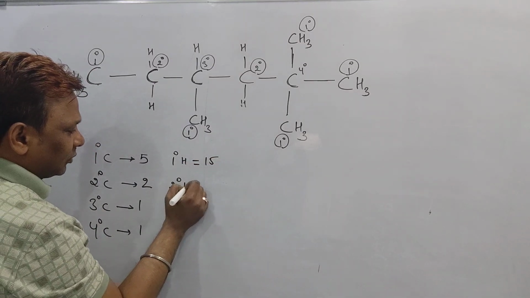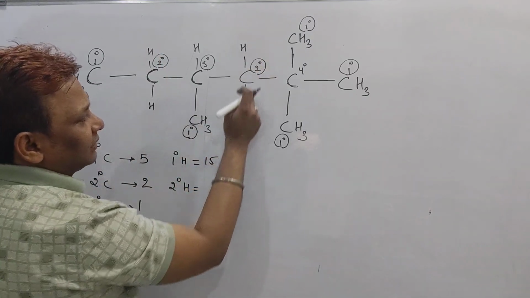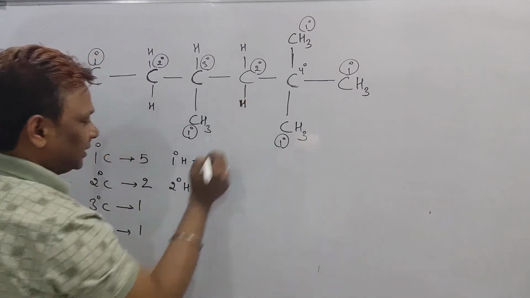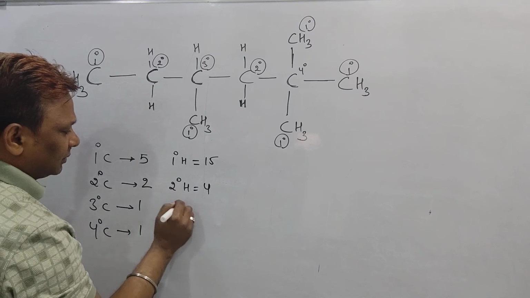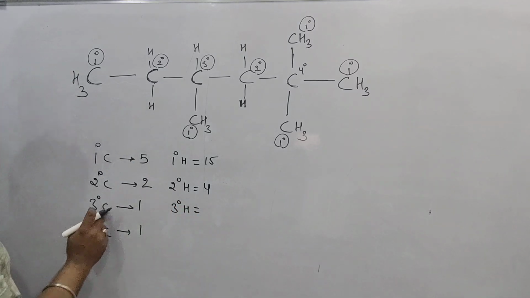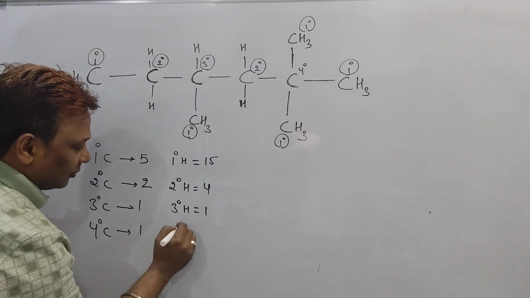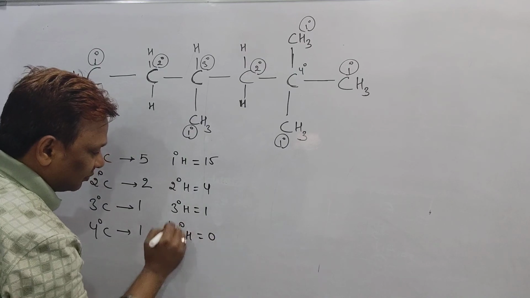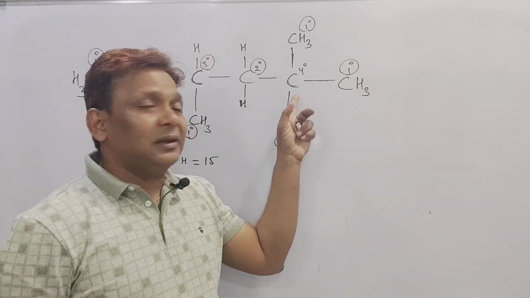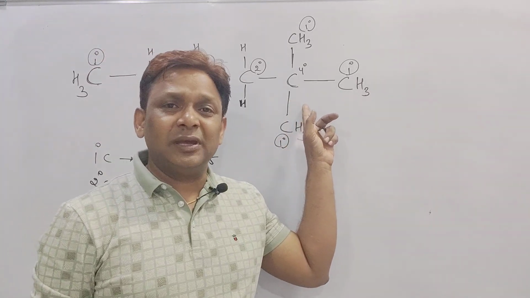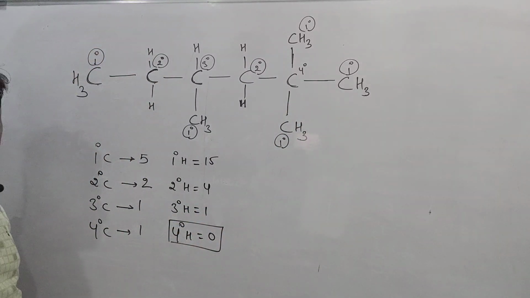Sir, how many secondary hydrogens are there? A secondary carbon atom has 2 hydrogens here. A secondary carbon atom has 2 hydrogens here. So I should say secondary hydrogens are 1, 2, 3, 4. How many tertiary hydrogens are there? Sir, the tertiary carbon is only 1 and it has only one hydrogen. And do you know what? Quaternary hydrogens can never be there because carbon valency is 4. As the carbon is making 4 bonds, it doesn't have any free valency to bond with a hydrogen. So a quaternary carbon never has any quaternary hydrogens, right?